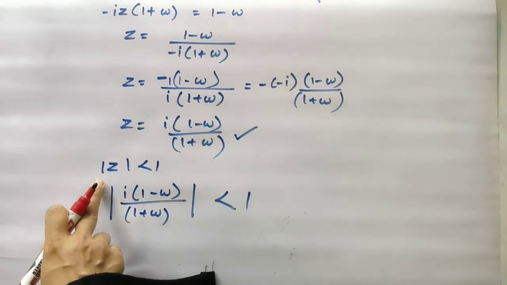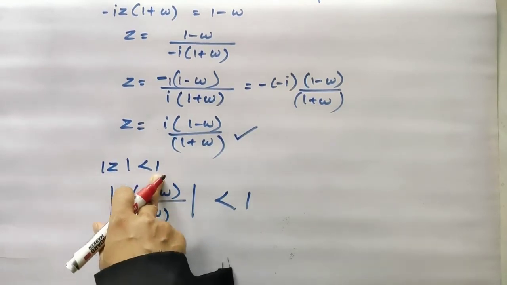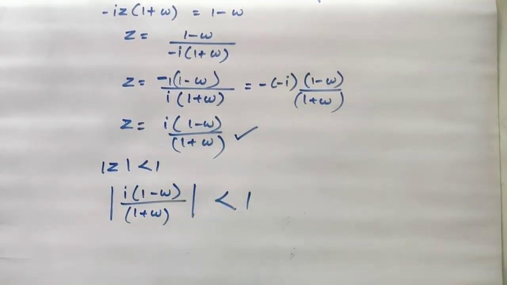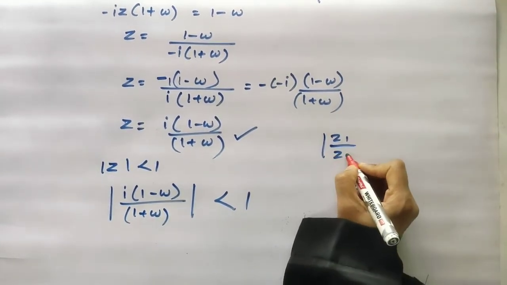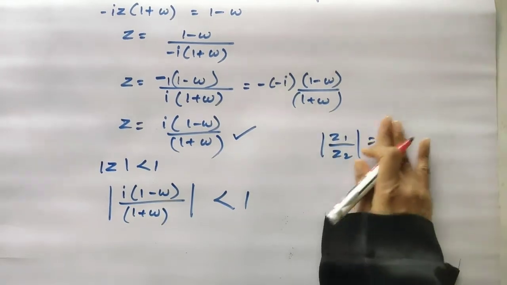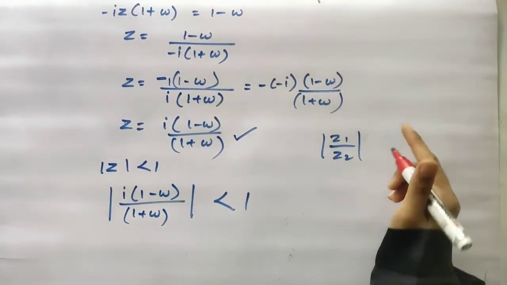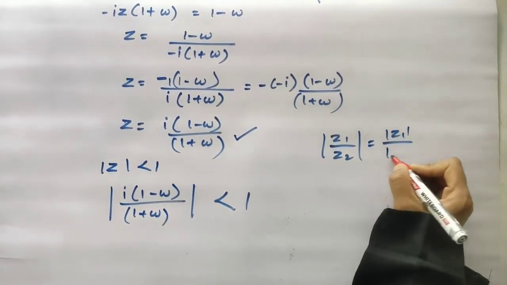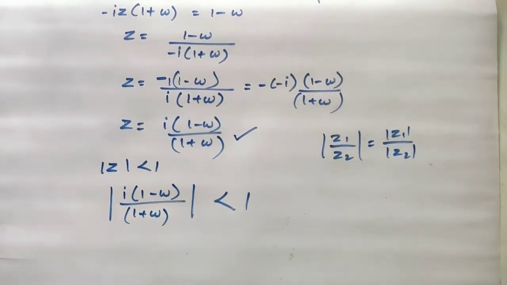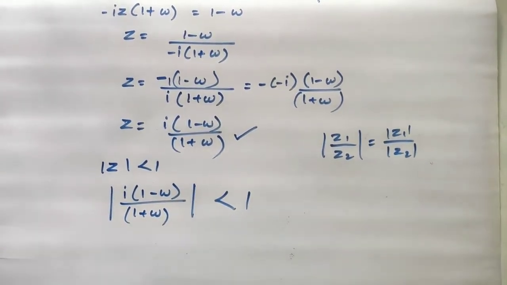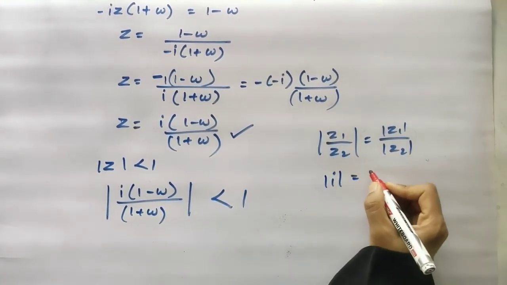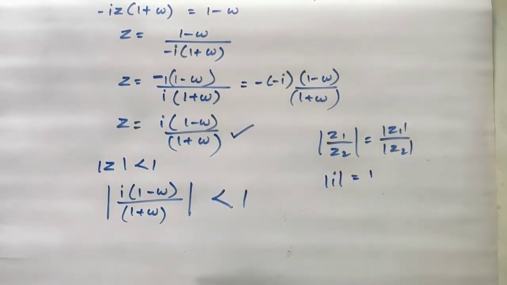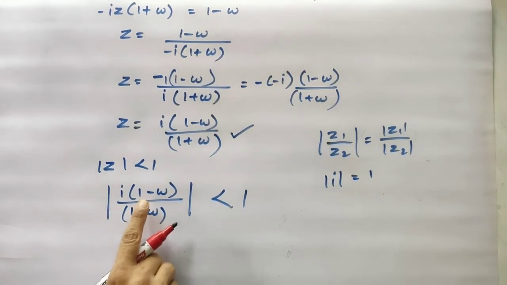So the given question is mod Z is less than 1. So if Z is equal to this, the quantity should be less than 1, right? What is mod of Z1 divided by Z2? It is mod of Z1 divided by mod of Z2, right? By that property, for two complex numbers. And what is mod of I? Mod of I is 1, right? So mod of I is also 1. So I can just work with this.